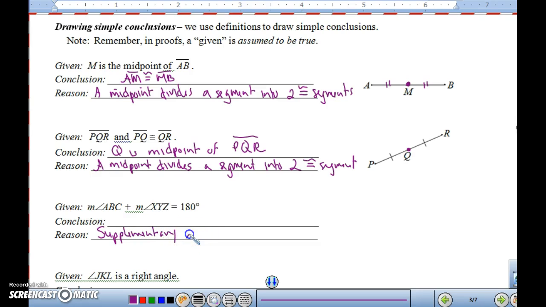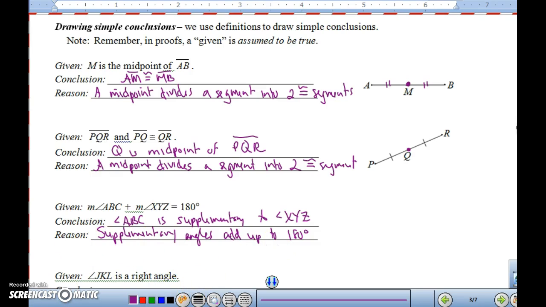Supplementary angles add up to 180 degrees. That's our definition. So, if ABC and XYZ add up to 180 degrees, they must be supplementary to each other. Angle ABC is supplementary to angle XYZ, based on that definition. Since these two angles add up to 180, they must be supplementary to each other. That is based on the definition of supplementary angles.